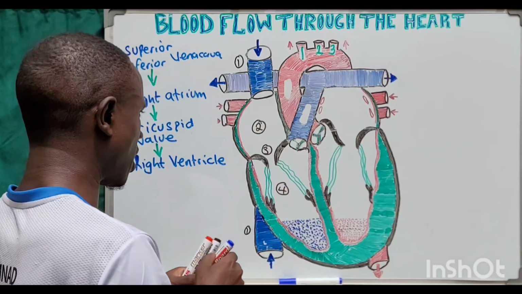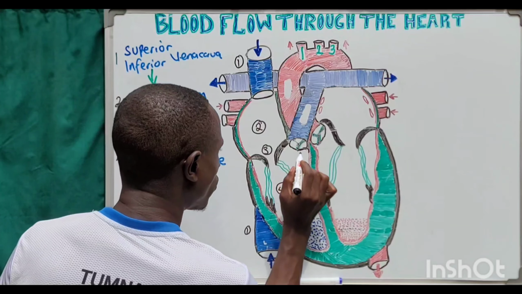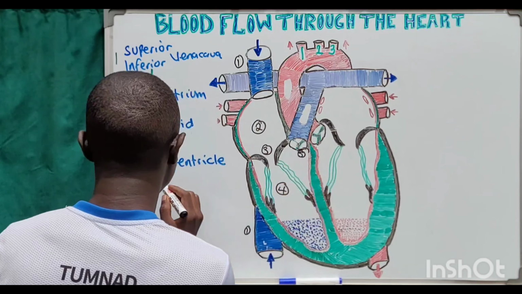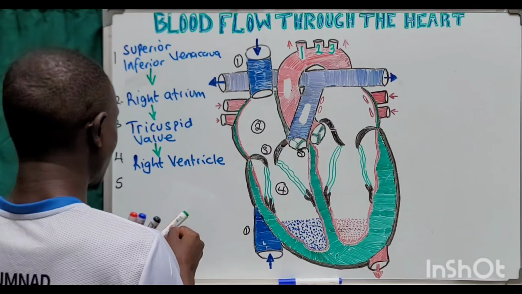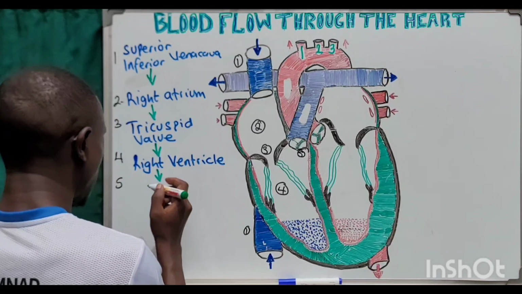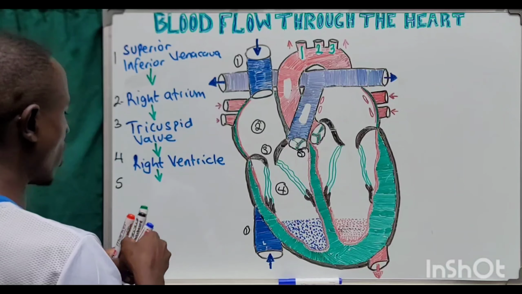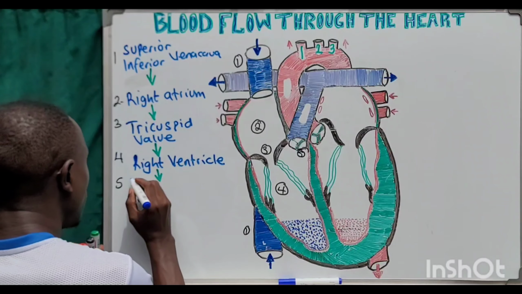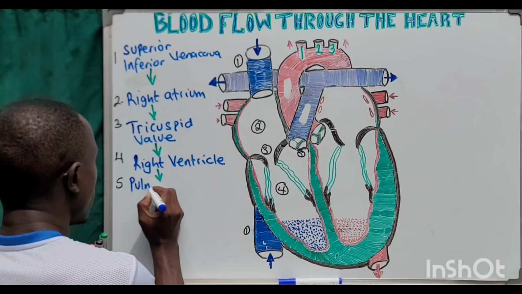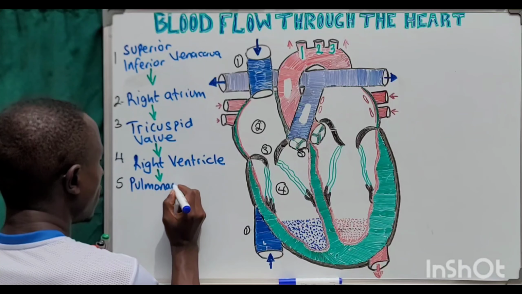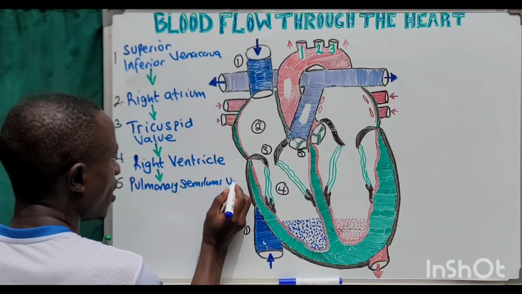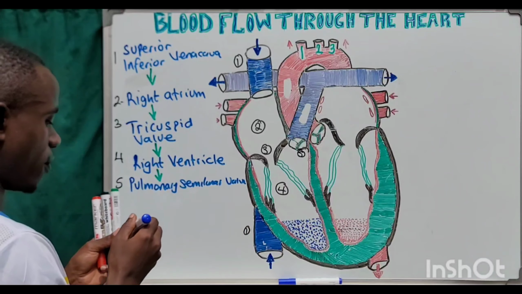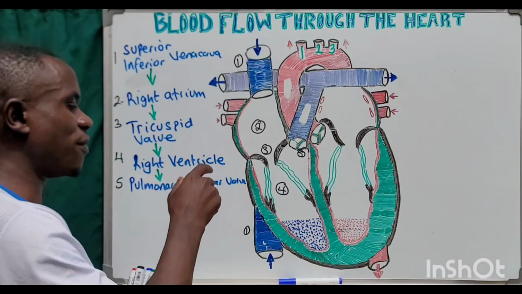You know how these structures are called? These structures here are going to be our fifth step, and they are very important. These structures are what we call the pulmonary semilunar valve. So that's going to be our fifth step.